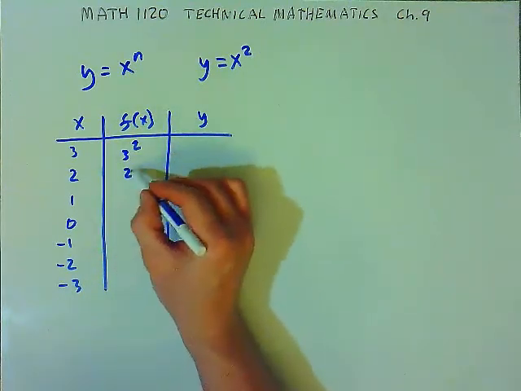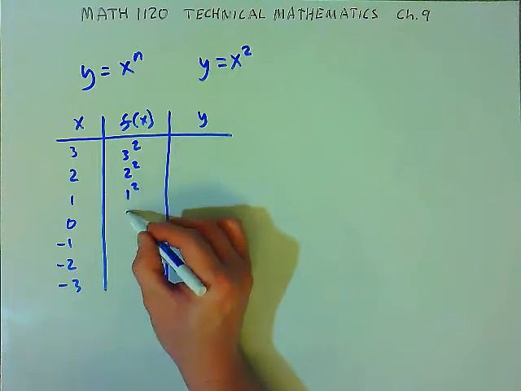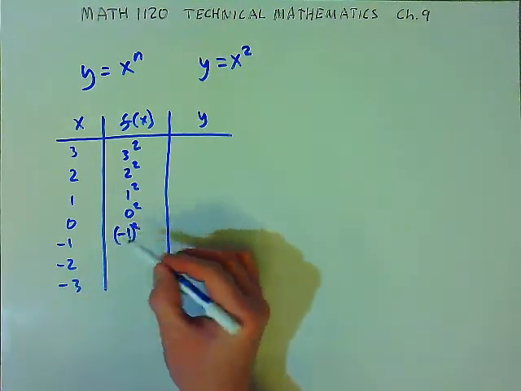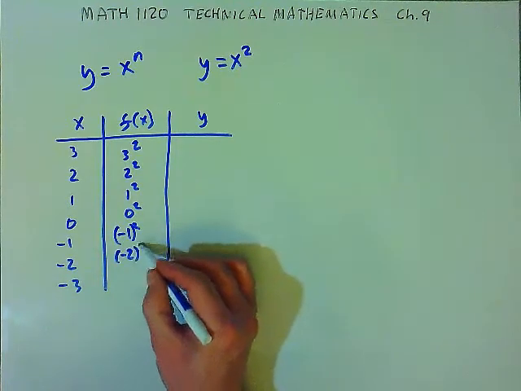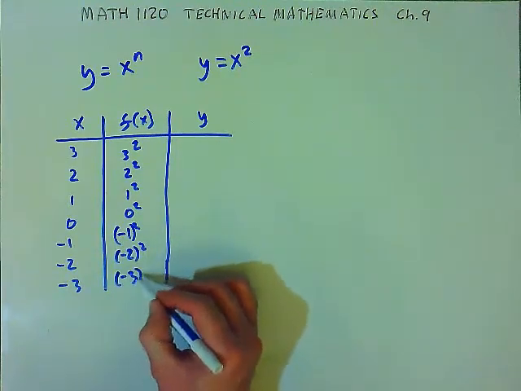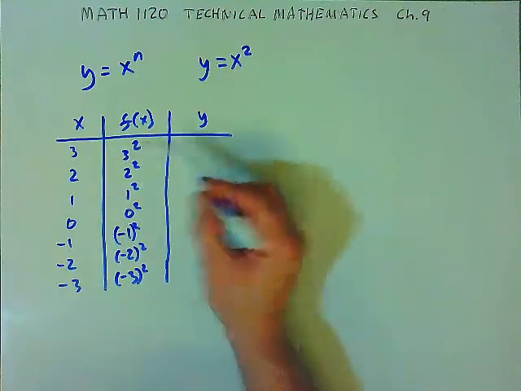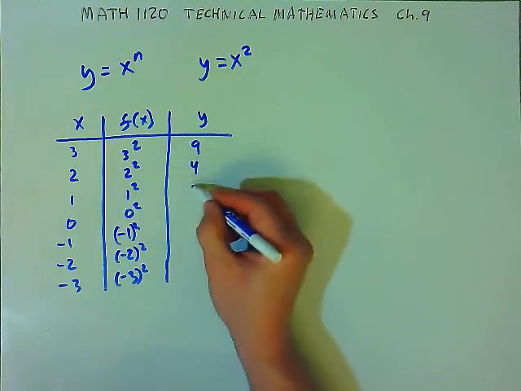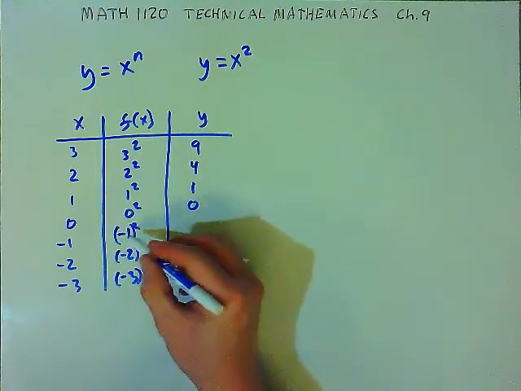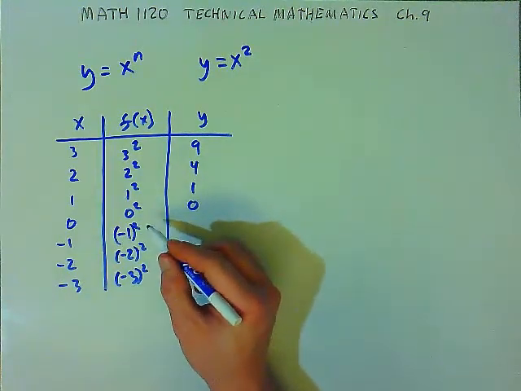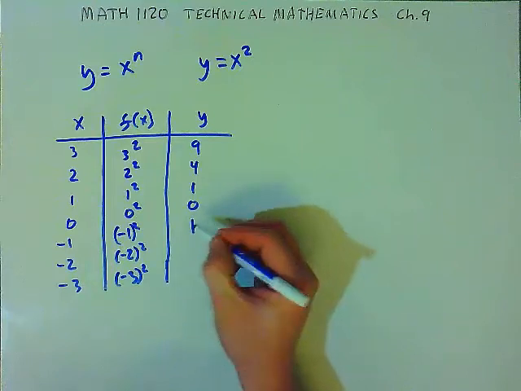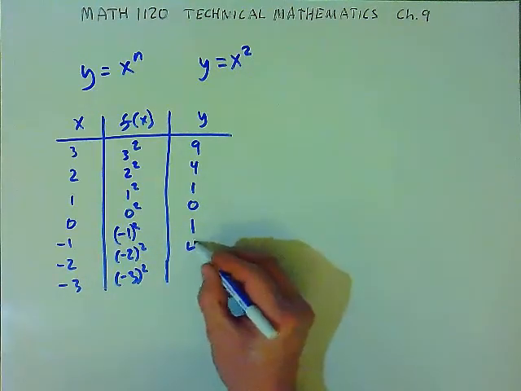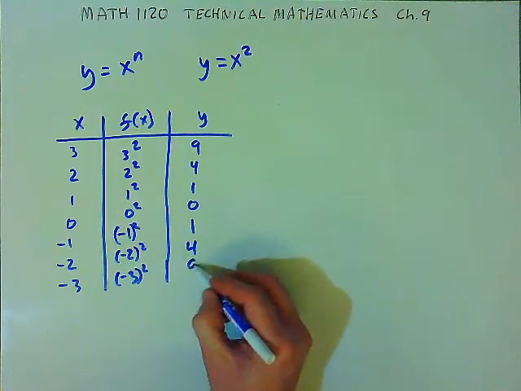Or 2 squared? Or 1 squared? Or 0 squared? Or -1 squared, in parentheses? Or -2 squared? Or -3 squared? And so 3 squared is 9. 2 squared is 4. 1 squared is 1. 0 squared is 0. -1 squared, which means -1 times -1, is +1. -2 squared, which means -2 times -2, is +4. And -3 squared is +9.